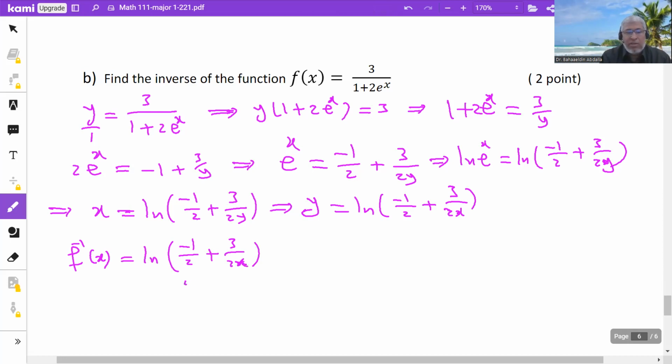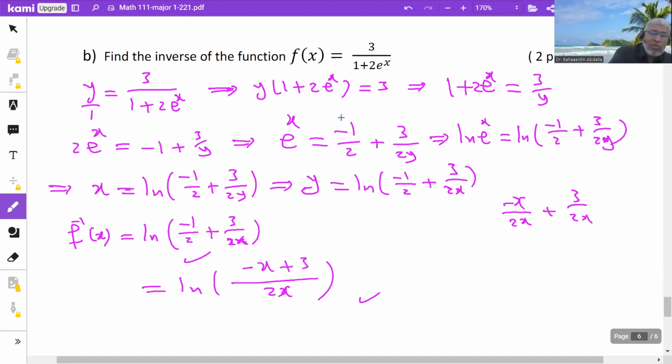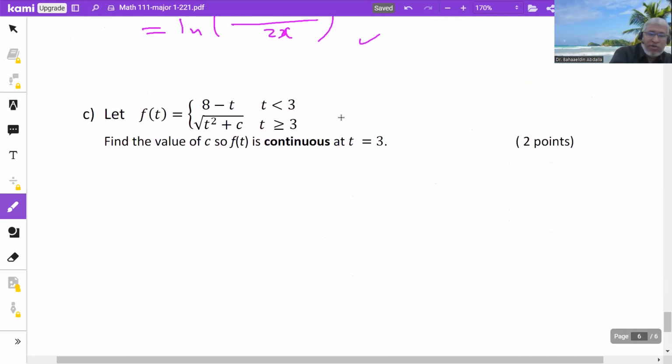That's the answer. If you want to add these two fractions, it's okay. If you keep it like this, it's okay. To add them, I will multiply up and down by x. I have -x over 2x plus 3 over 2x. So I'll have the same denominator, 2x, and I add the numerators, -x plus 3. So this is also a correct answer. Both are correct. This is the inverse function.